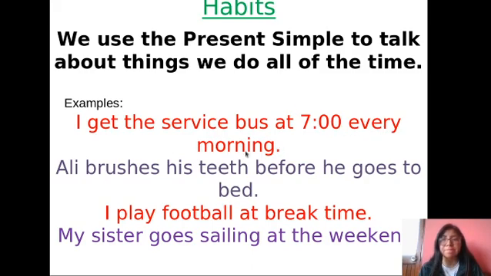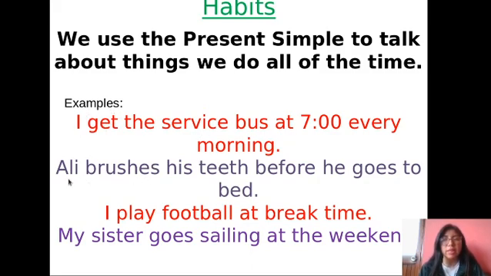That is a habit. Ali brushes his teeth before he goes to bed, okay? So that is another habit. I play football at break time, okay? That is my habit. My sister goes sailing at the weekend, okay? So remember, we are going to use it to speak about habits, okay? And remember the structure. You're going to use the subject, the verb in the base form, and the complement, okay?